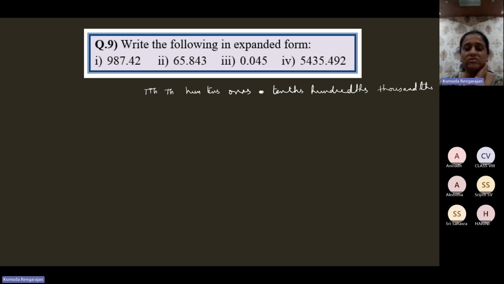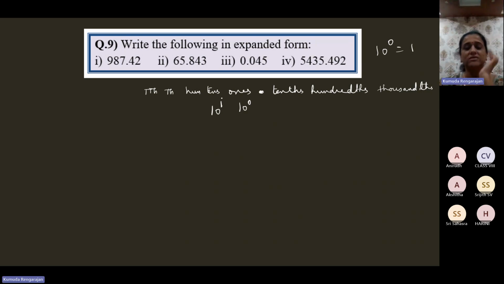Okay. So ones means, what is one? Anything to the power 0 is 1, right? Anything to the power 0 is 1. So we say 10 to the power 0. 1 is 10 to the power 0. Then what is 10? 10 to the power 1 is 10.